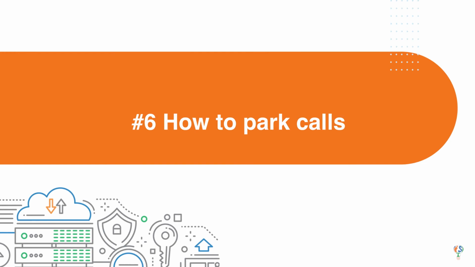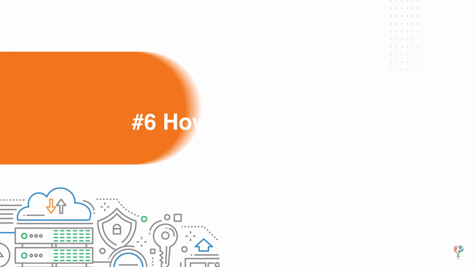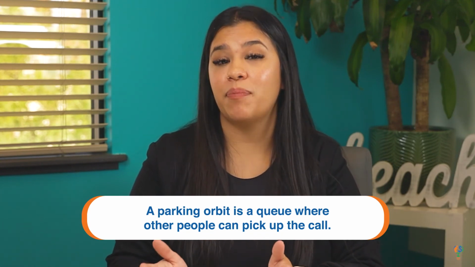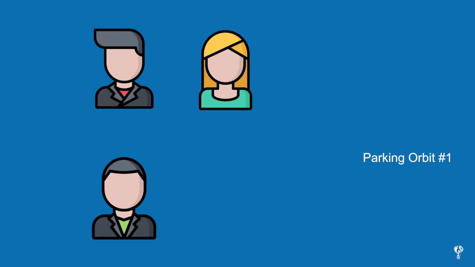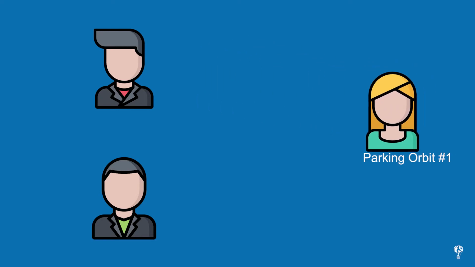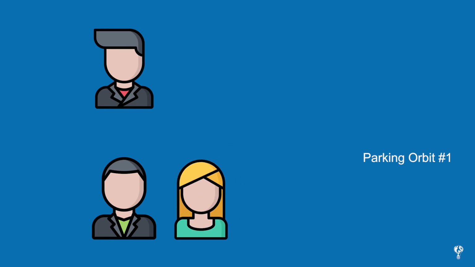The last feature is call parking. Call parking allows other people in your organization to pick up the call because you sent it into a parking orbit. A parking orbit is a queue where other people can pick up the call. For example, you send off a call with Mary into parking orbit 1. Then Stephen, who has access, will continue Mary's call.